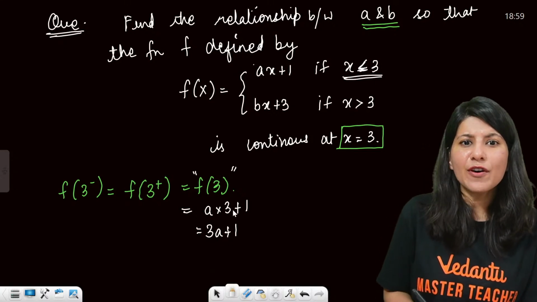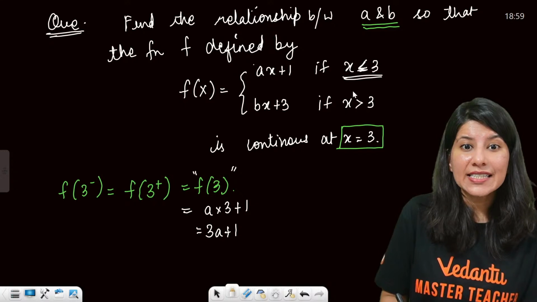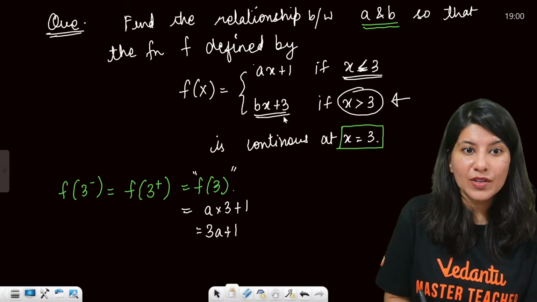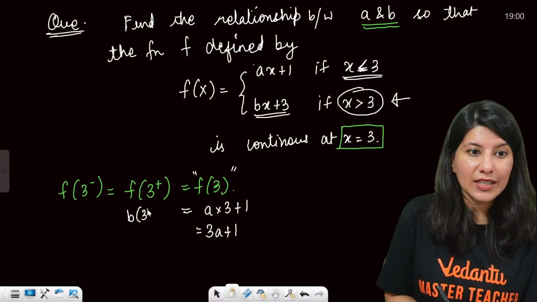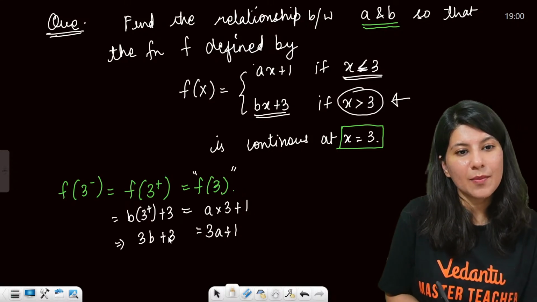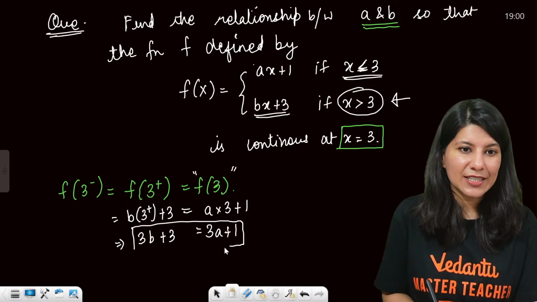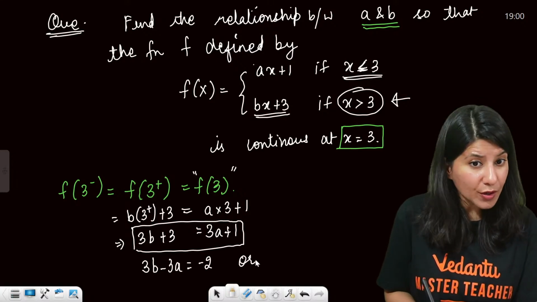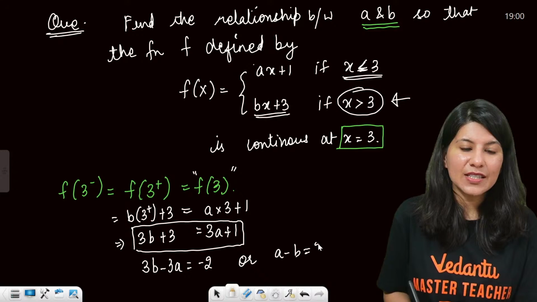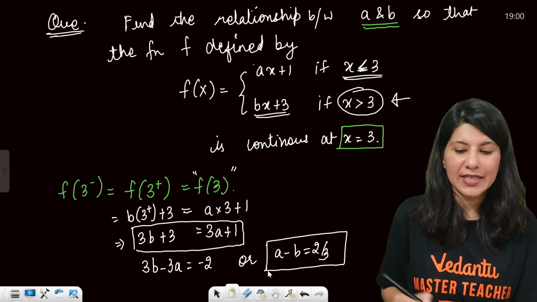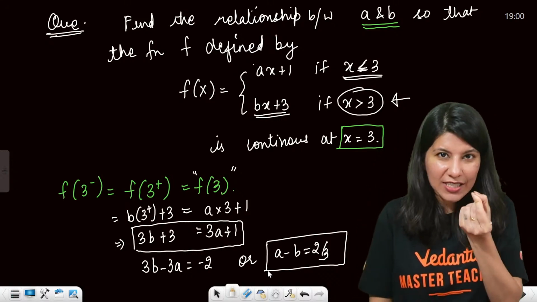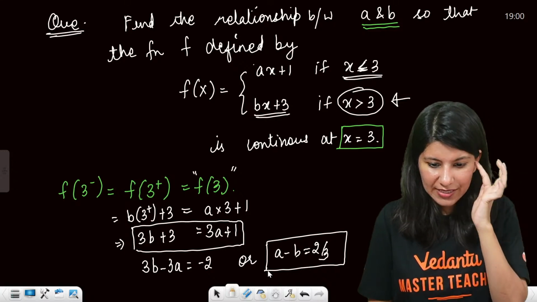Now f of 3 plus means x is greater than 3, so you have to look at this branch and put 3 plus here. So this is b into 3 plus 3, which is 3b plus 3. So this is the relation: 3b minus 3a equals minus 2, or you can say a minus b equals 2 by 3. This is your relation between a and b. What do you think? Sorry Abhishek, you have made a small mistake.